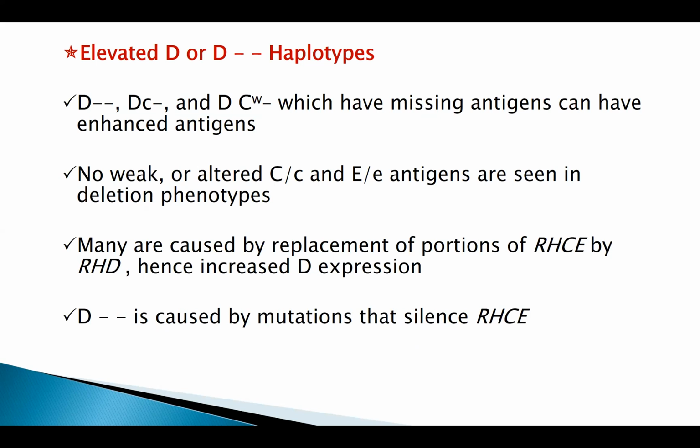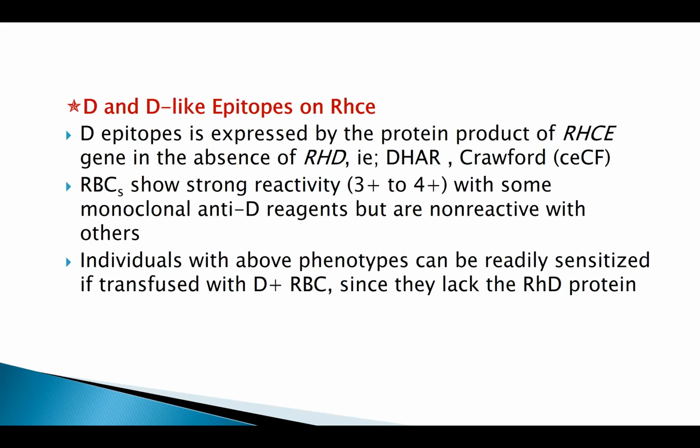D-dash is caused by mutations that silence Rh big C and big E. D and D-like epitopes on RHCE are D epitopes expressed by the protein product of the RHCE gene in the absence of RHD. Examples are DHAR and Crawford in African Blacks. Individuals with the above phenotypes can be readily immunized if they are transfused with D positive red cells, since they lack the Rh protein.